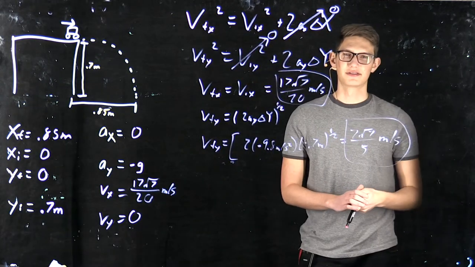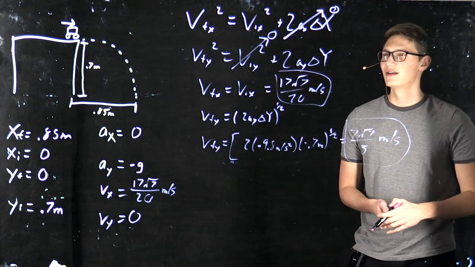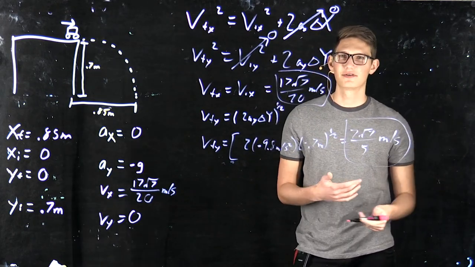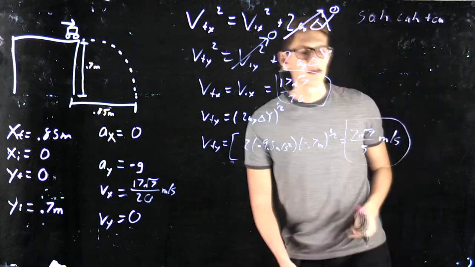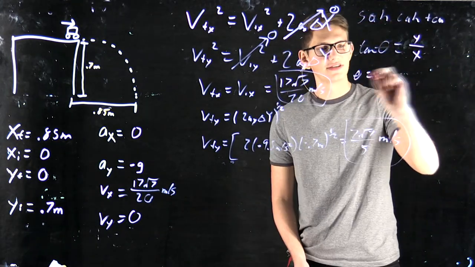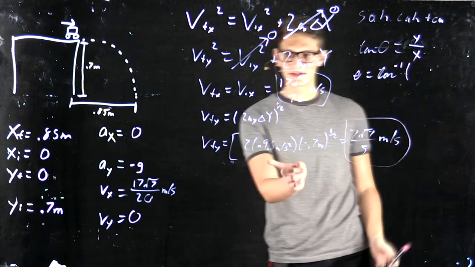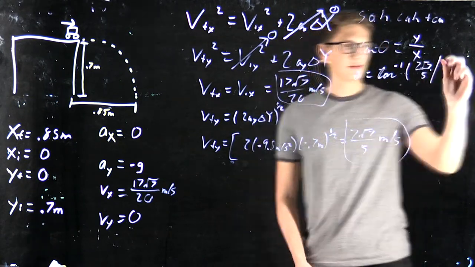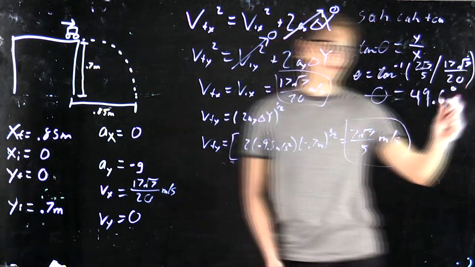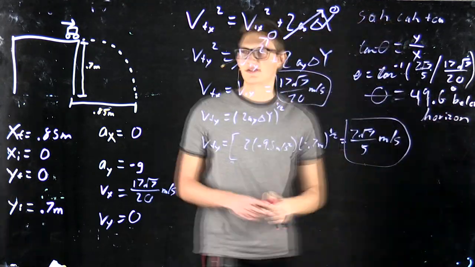Now knowing the x and y components of velocity, we can use SOHCAHTOA, more specifically the tangent. Tangent equals opposite over adjacent, and we can solve for the angle that the velocity makes. Now moving tangent to the opposite side, we get the inverse tangent of the y component over the x. Plugging that into a calculator, we get a final angle of 49.6 degrees below the horizon.